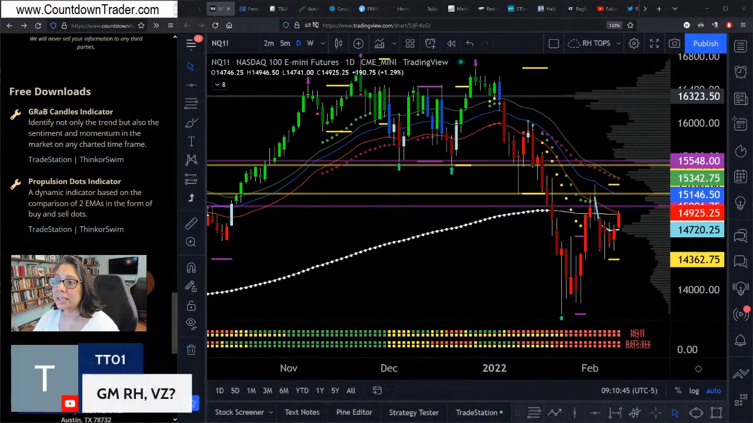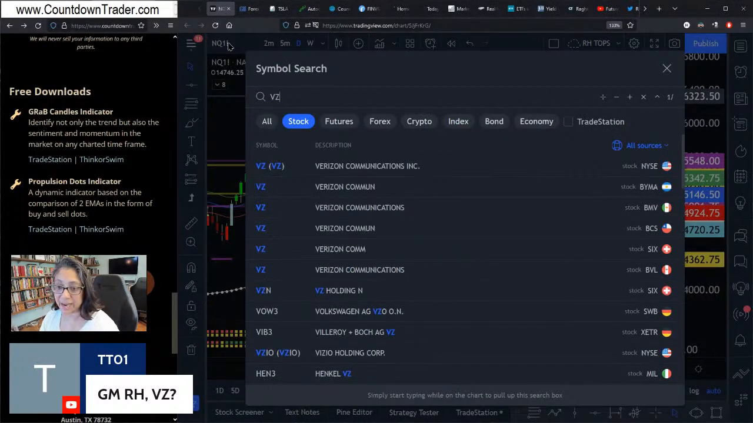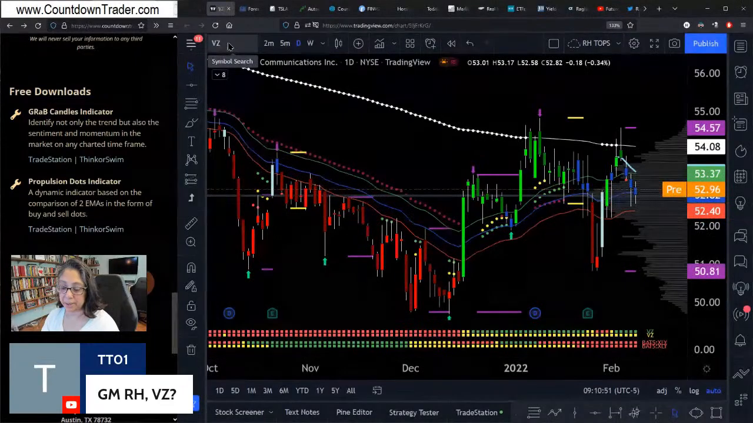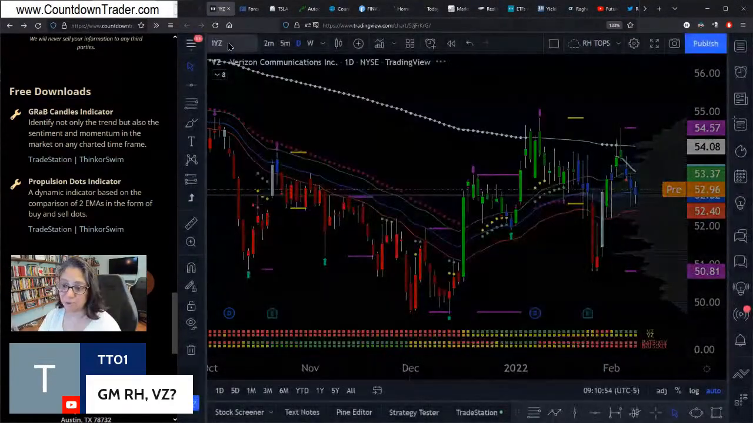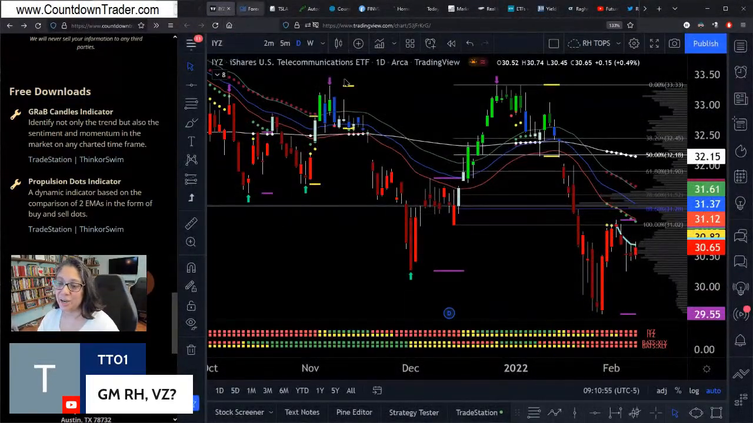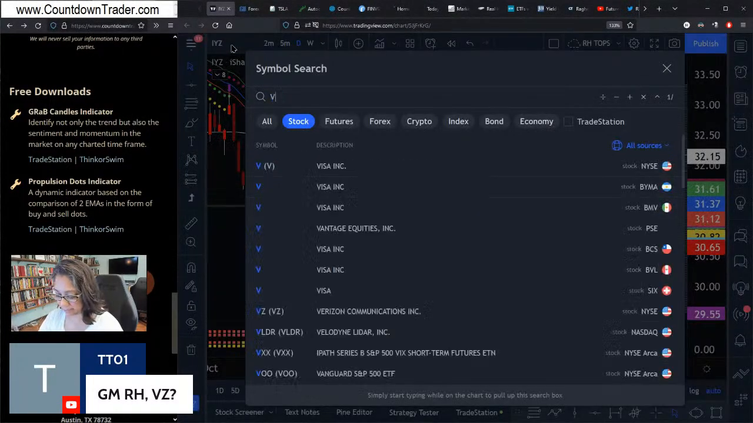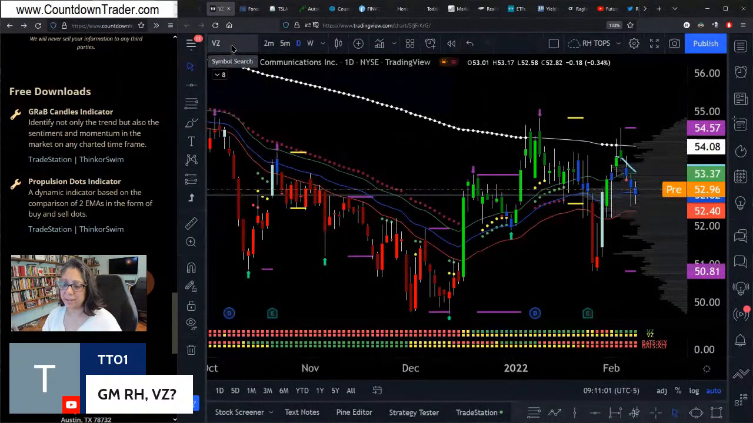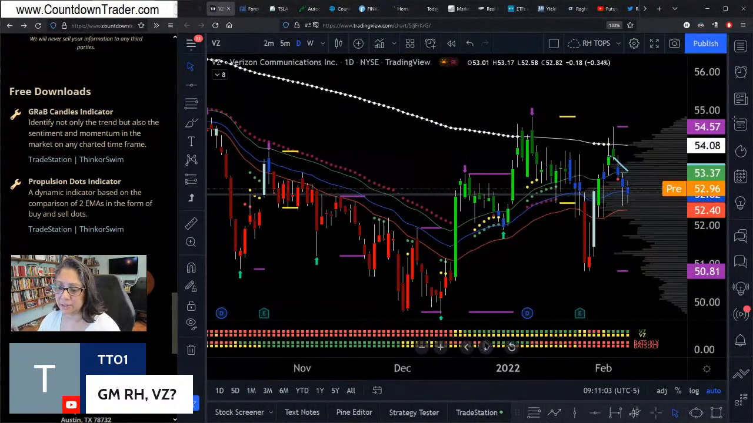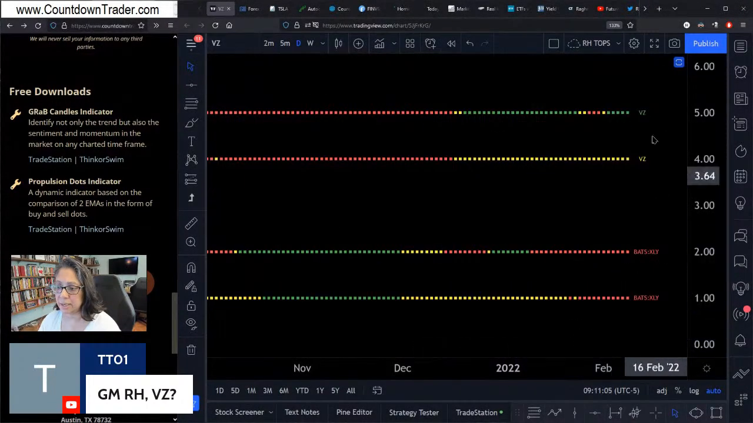All right, next up is VZ. Hey there, TT. So VZ's part of the IYZ, which has been a dumpster fire, beautiful downtrend, great double red. So we're taking a look at VZ. Now, if I take a look at what's going on in VZ, and let's kind of compare what's going on in, do you see that?